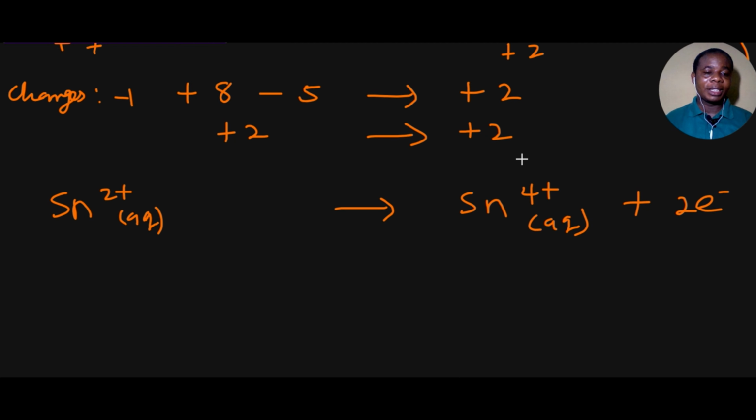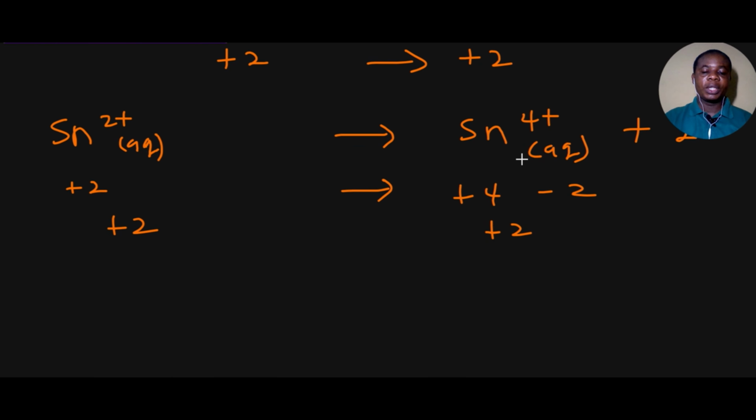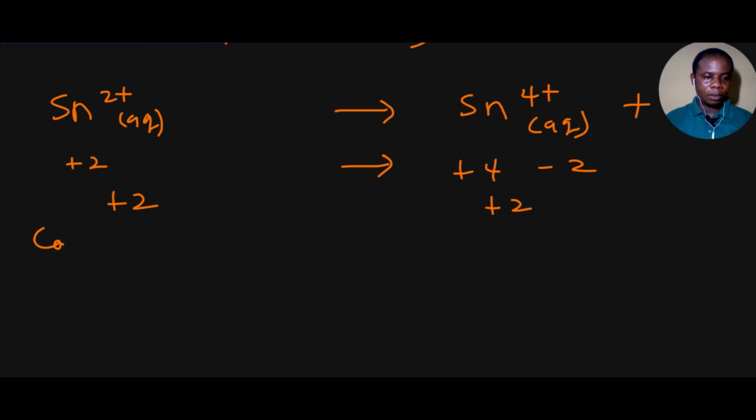So what do I do after this? The equation is actually balanced because this +2 here, this is 4, then you have -2, 4 - 2 is 2. So the equation is balanced. And if you want to check charges also, this is +2 moving to +4 - 2, that is +2, then +2. The charges are balanced. So next is to combine the two half cell equations.